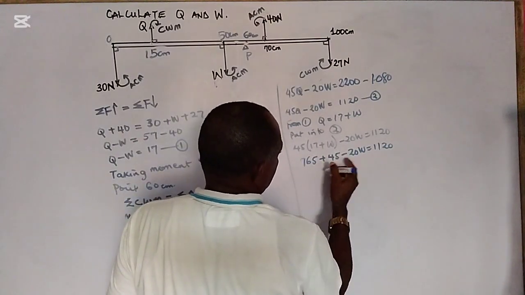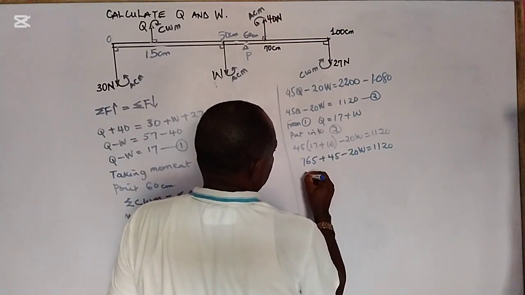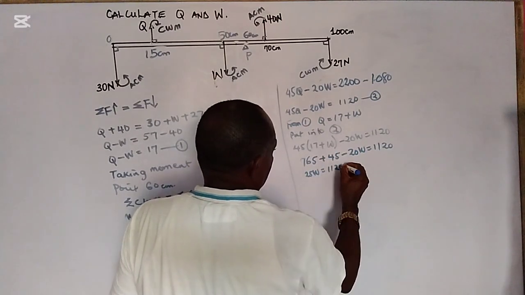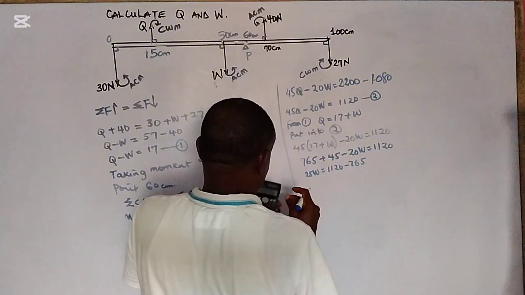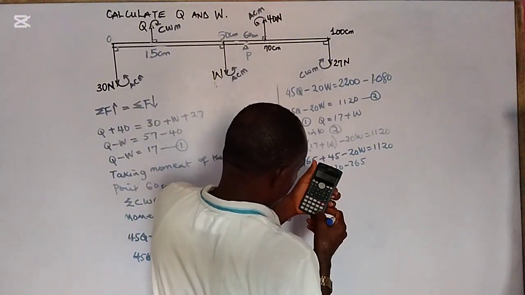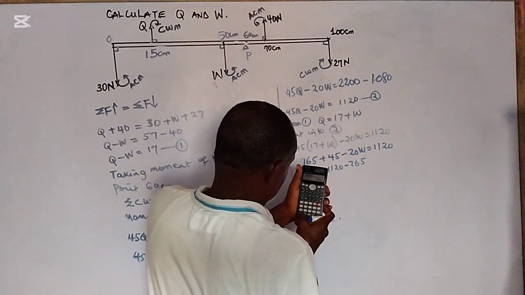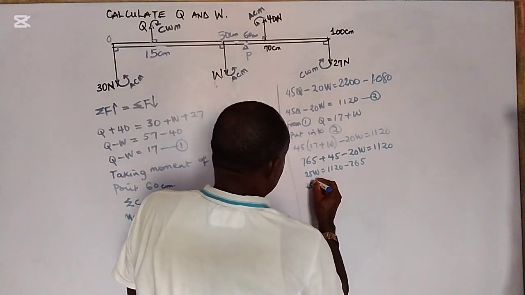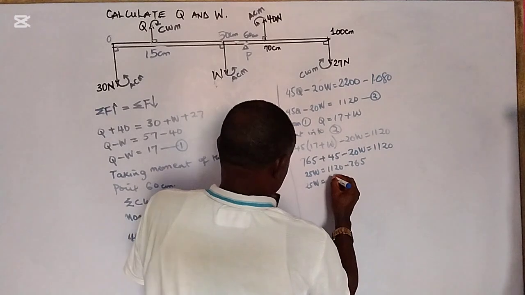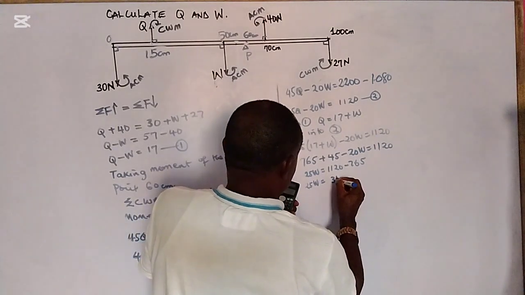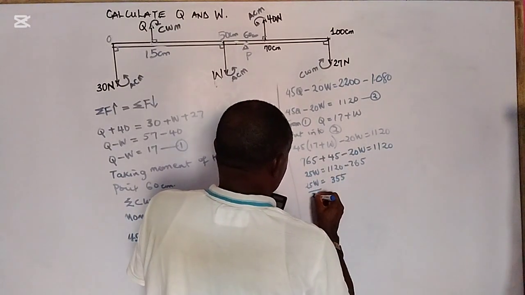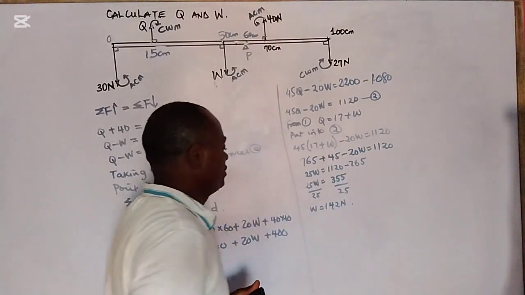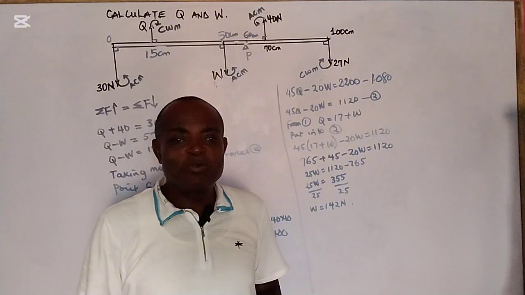So what we have here, if you subtract this, you're going to have 25W equals 1120 minus 765. So 765. It means we have 25W equals 355. Divide both sides by 25, and we get 142 Newton. So we got our W now.